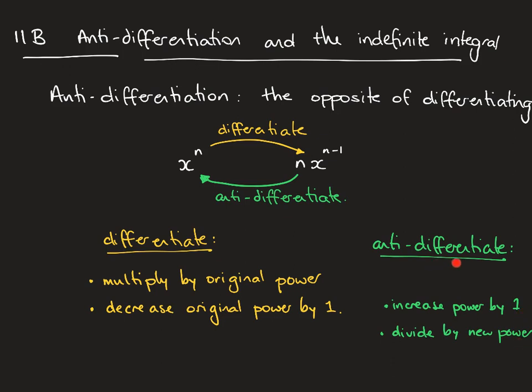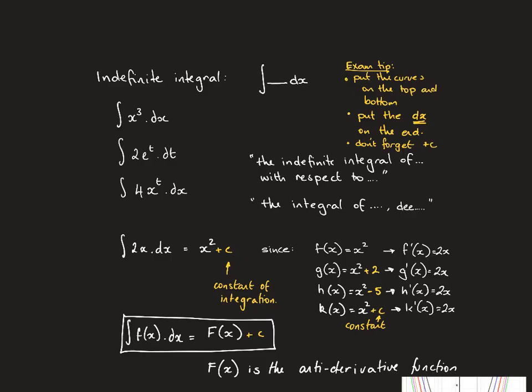To anti-differentiate, you increase the power of x by 1, and then you divide the whole term by that new power. So that's the process of anti-differentiation. Now let's have a look at the process of integrating and the indefinite integral. So the indefinite integral is this symbol here. Okay.